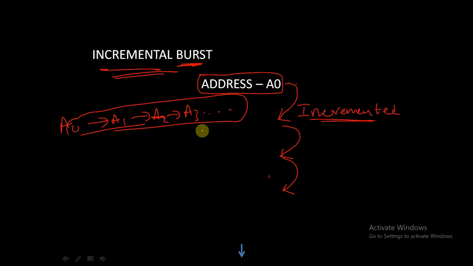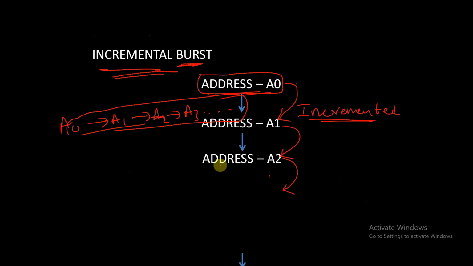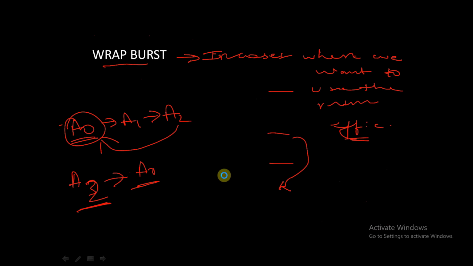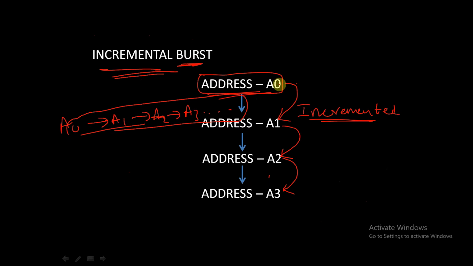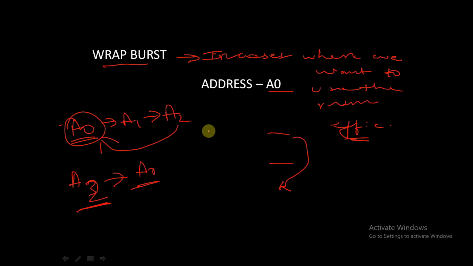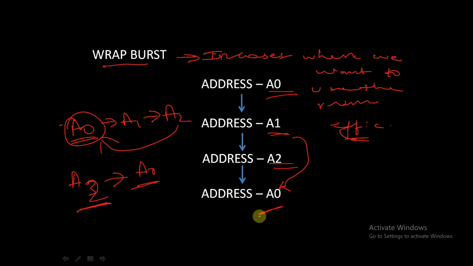Let's see an example here. In case of incremental burst, we can see addresses keep on increasing from address A0 to A1 to A2 and to A3 and so on. Here we can see the initial address is A0, then it is incrementing to A1, then to A2, and again to A3. This is incremental burst, whereas in case of wrapping burst, the address is initially increasing from A0 to A1, then to A2, and again it is wrapping to address A0.